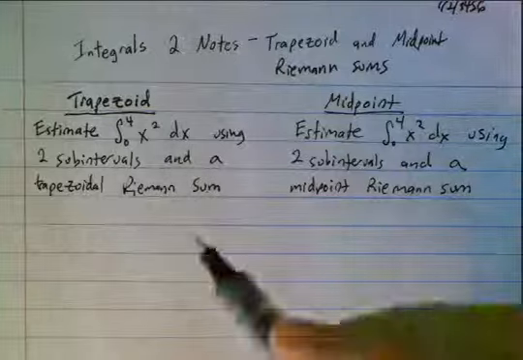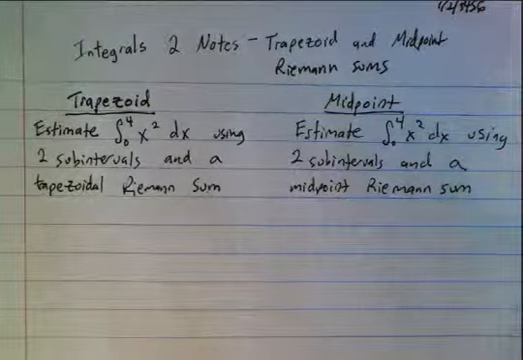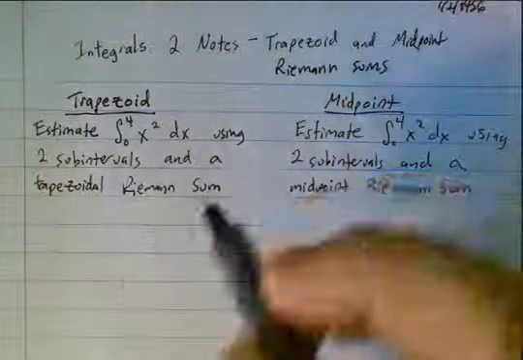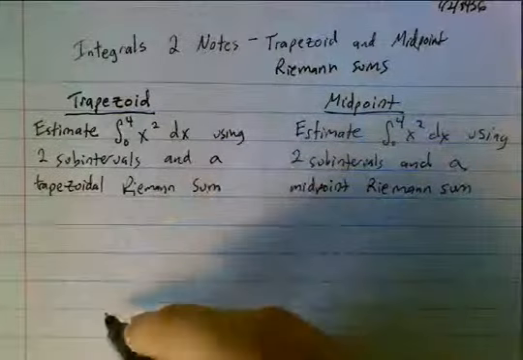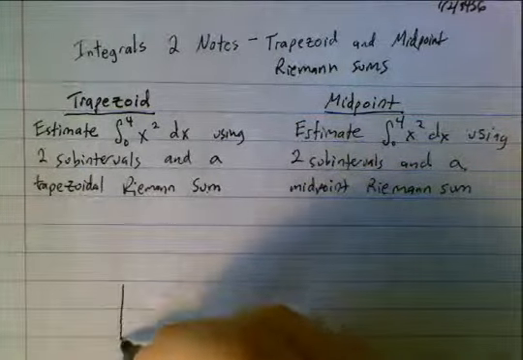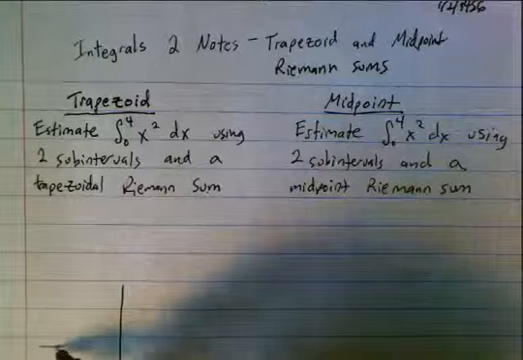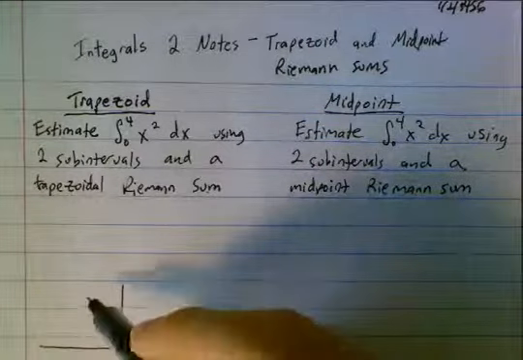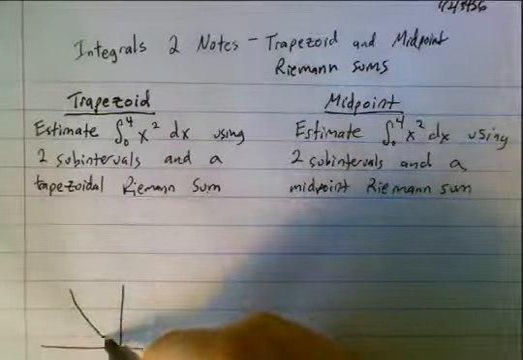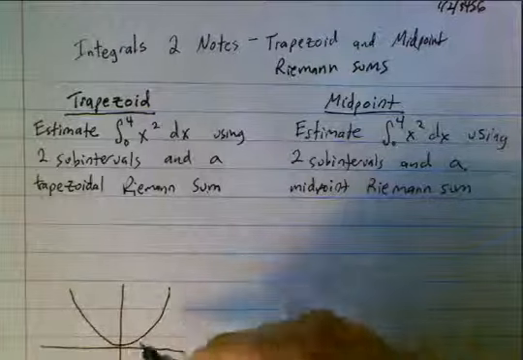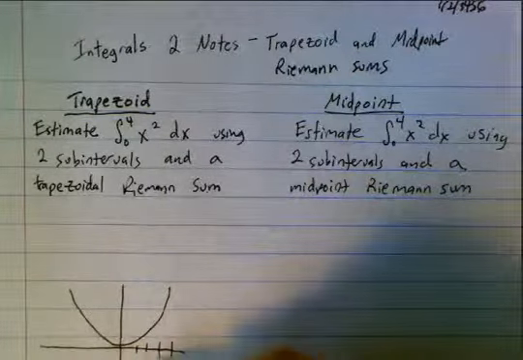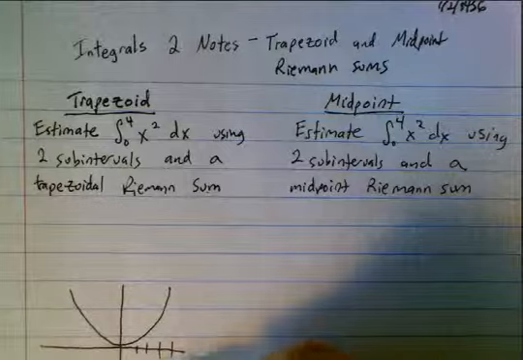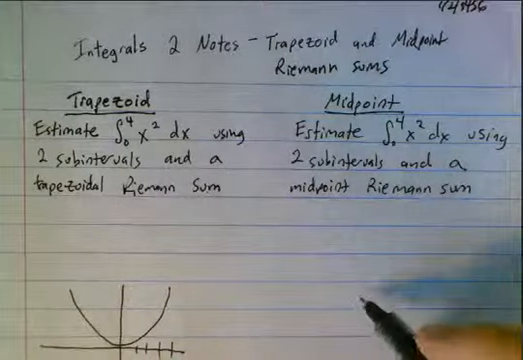So our first step, as before, was to sketch it. And let's leave a little bit of room down here. So x squared is just that parabola shape. And we're going from 0 to 4, 1, 2, 3, 4. Same thing over here.